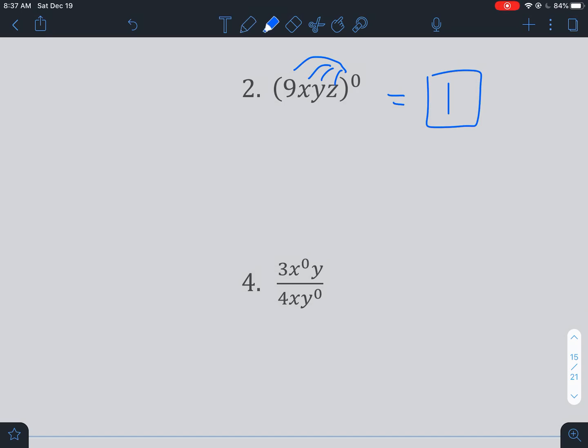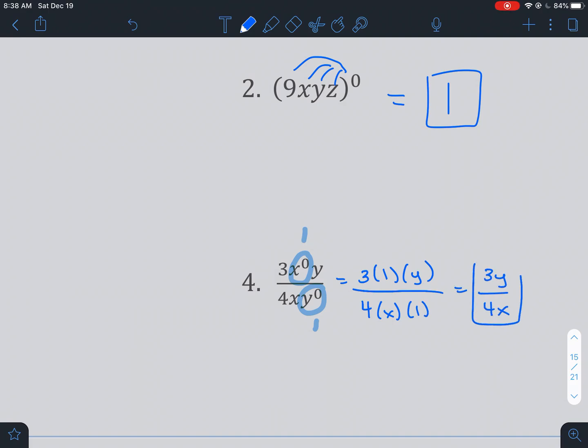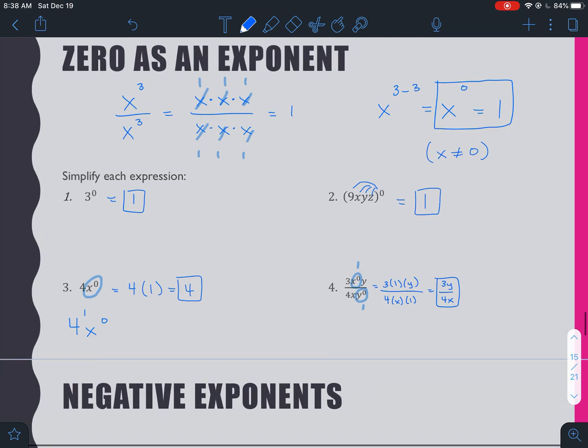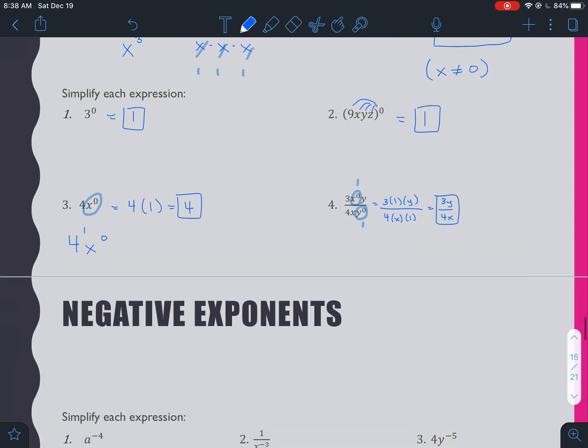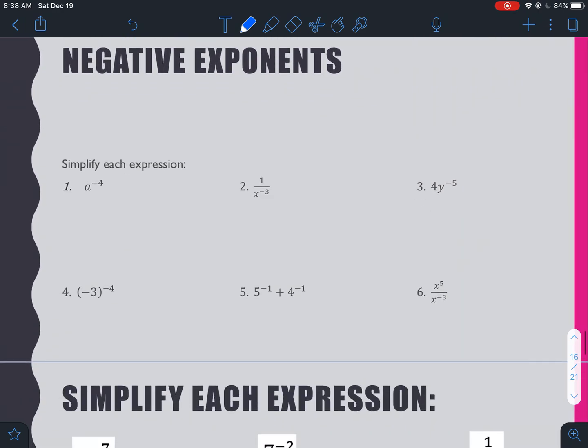Let's look at the next one. So this would be 3 times x to the 0th times y. Well, x to the 0th power is going to be 1. And then over 4xy to the 0th power is going to be 1. So we have 3 times 1 times y over 4 times x times 1. So this is going to be 3y over 4x. So again, anything to the 0th power except for 0 is going to be 1.